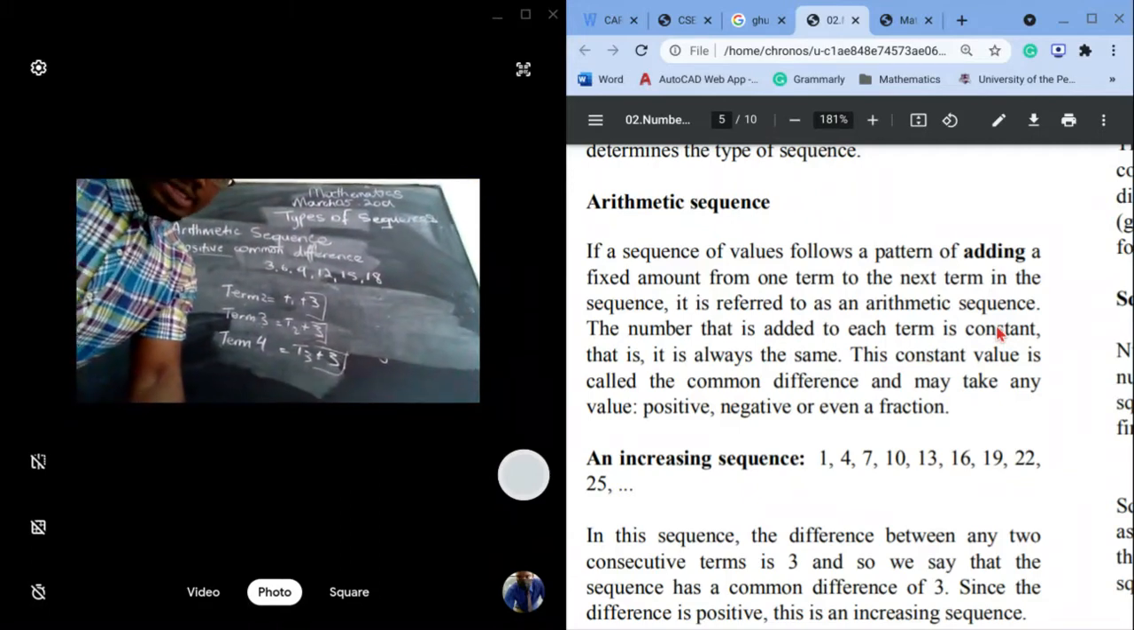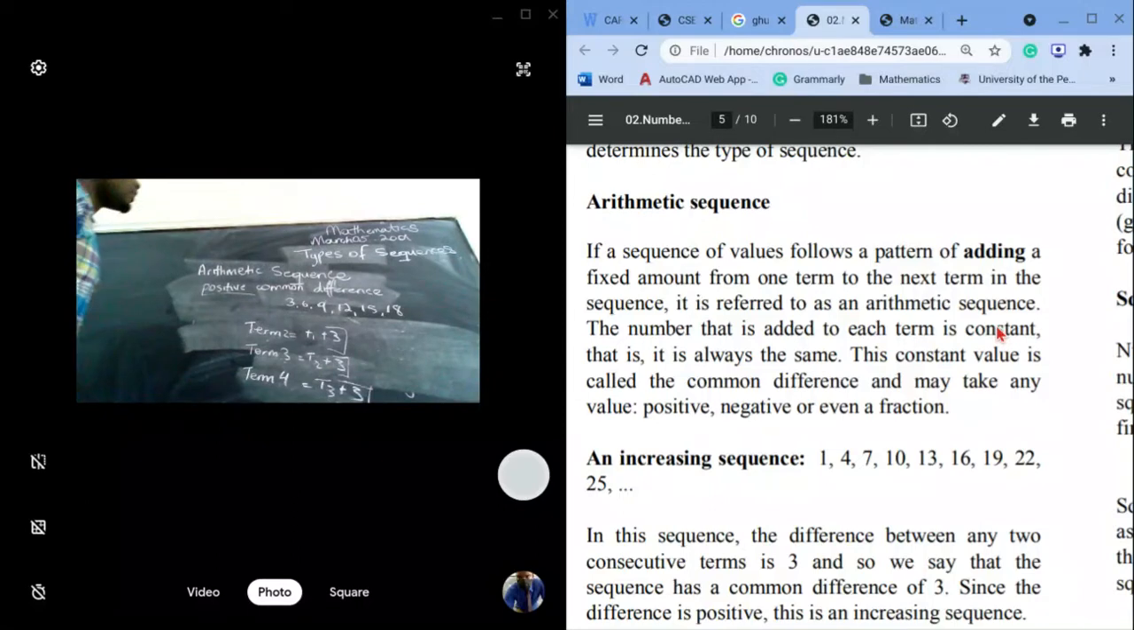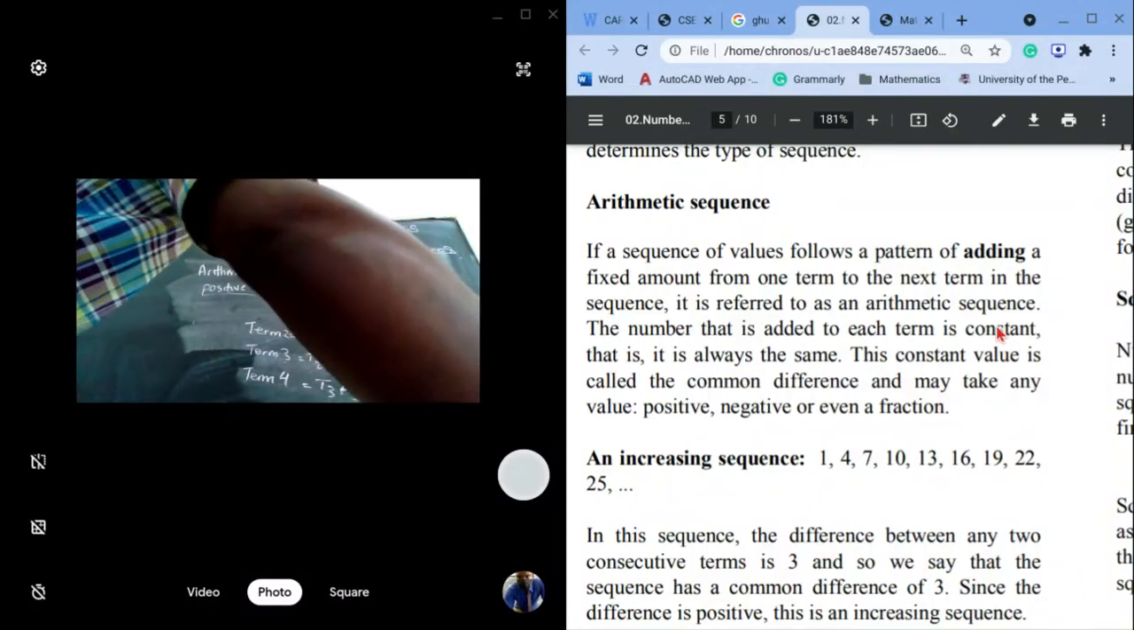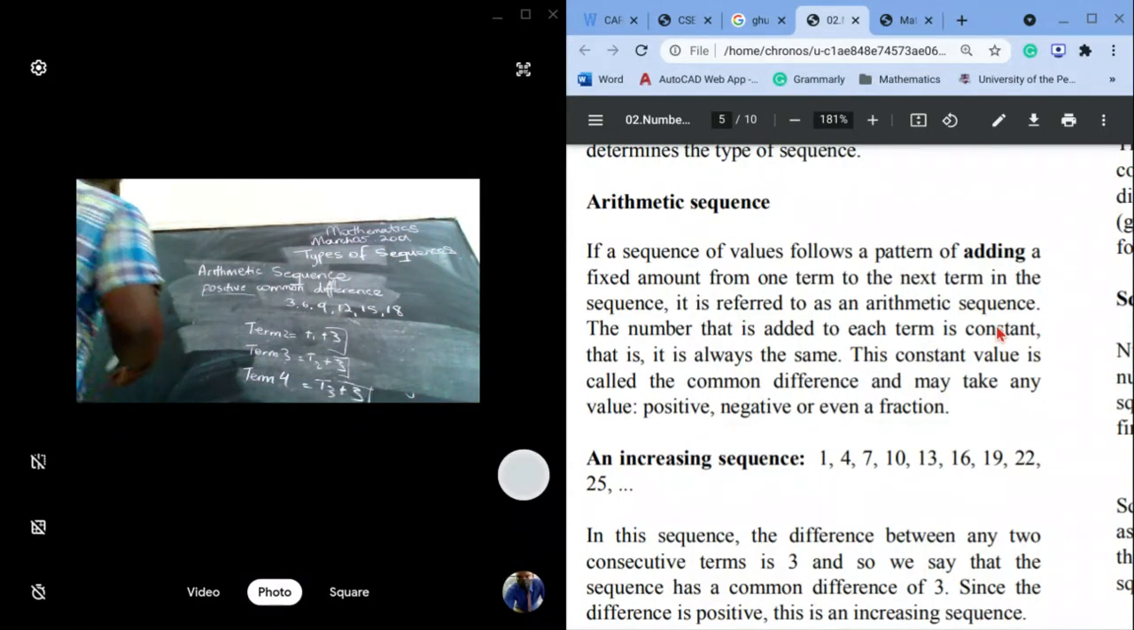The next one that we're going to be looking at is a negative common difference. So quickly take that off for me. We're going to look at a negative common difference.